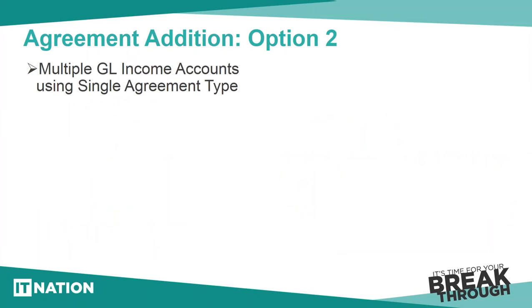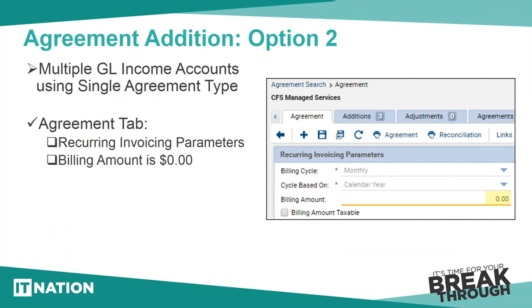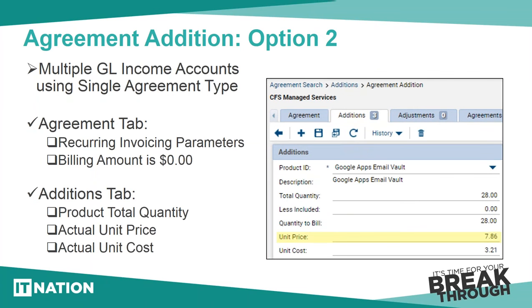Option 2 would be to maintain multiple GL income accounts and use a single agreement type in ConnectWise. So we would have managed services and then a sub-account under that particular income account that we would want to impact. In order to achieve that, the agreement tab itself will have recurring invoicing parameters section billing amount at 0. The additions tab will hold the unique item service that you're providing, the total quantity, the actual unit price, and the unit cost. We want the billing to come from this addition section and be broken apart by all the services that you may be providing for your client.